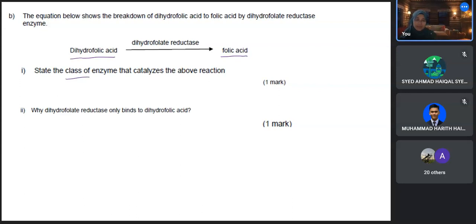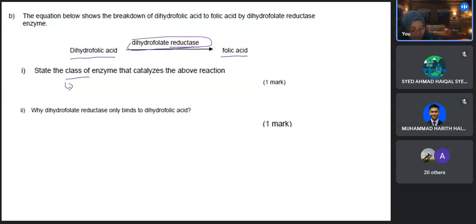So basically we know that there are 6 classes of enzyme. From the name of the enzyme, you can identify straight away the class of enzyme, reductase. So it means that the enzyme catalyzes redox reaction. So it is oxidoreductase enzyme. Okay, so the class will be oxidoreductase enzyme.